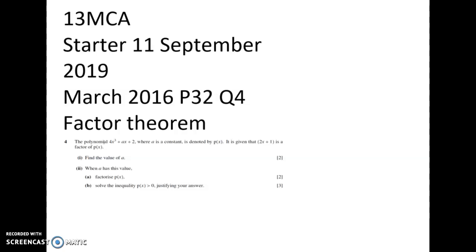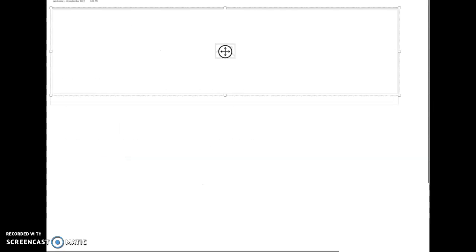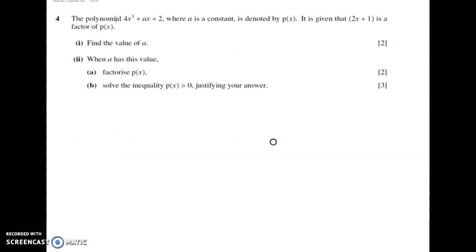This is one that looks at the factor theorem, and it's quite a cool question because it's just a little bit different from the ones we see all the time. So I've just put it on here so that you can see it. I'll put it a bit bigger on the next slide. So here we go. We've got a polynomial, and it's got an a sitting in here. So a is a constant, and we're told that 2x plus 1 is a factor.